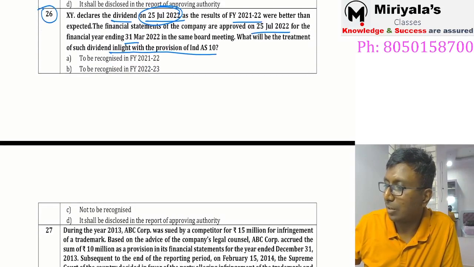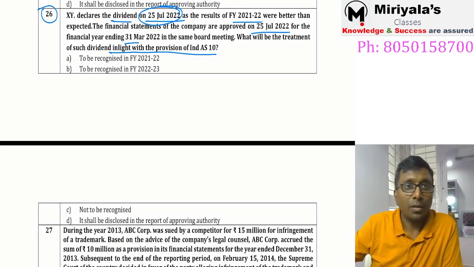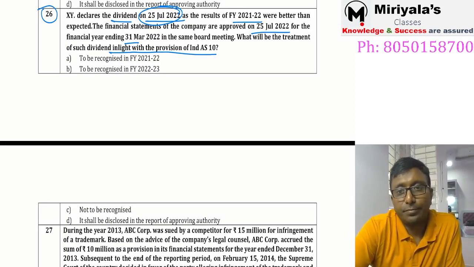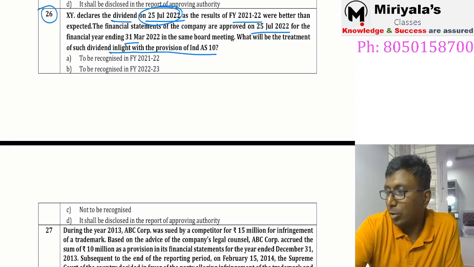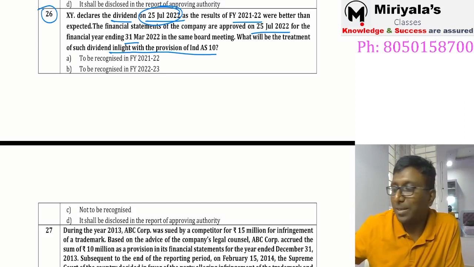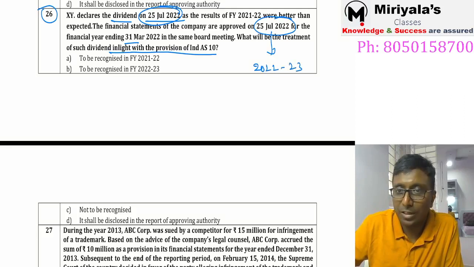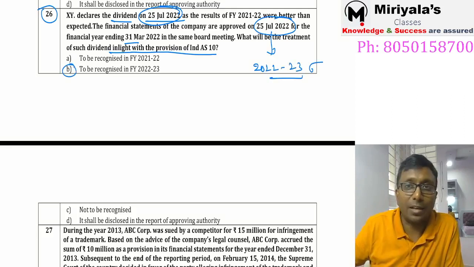Tell me, my dear, shall I record it in 2021-22 or the next financial year? Which one is your answer? Yeah, to be recognized in 21-22. No way. Yeah, it's B actually. Correct. Now it is declared on which date? 25th July. Correct. Now when it is declared on 25th July, obviously that is the 2022-23 financial year only that is applicable. So B is the right answer.